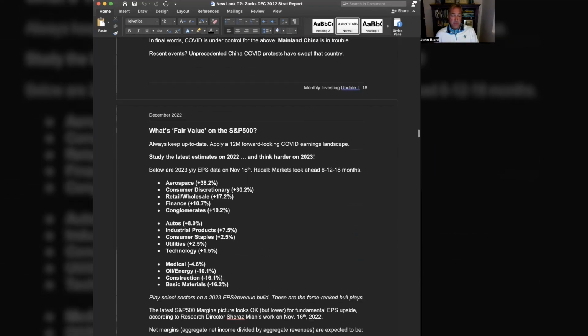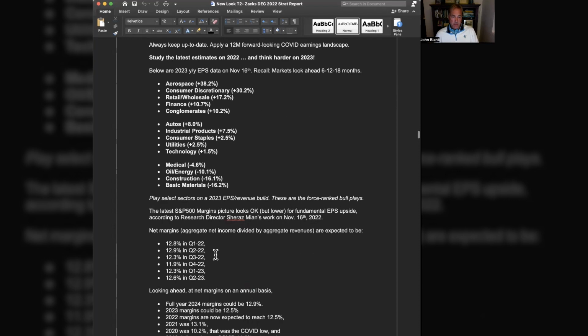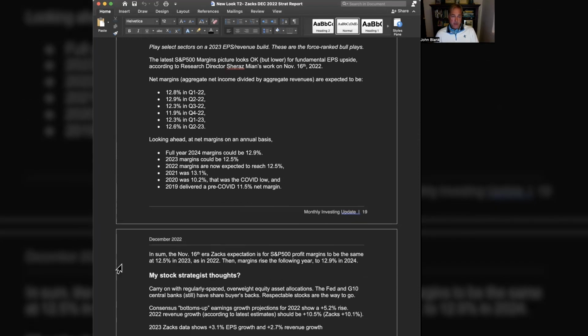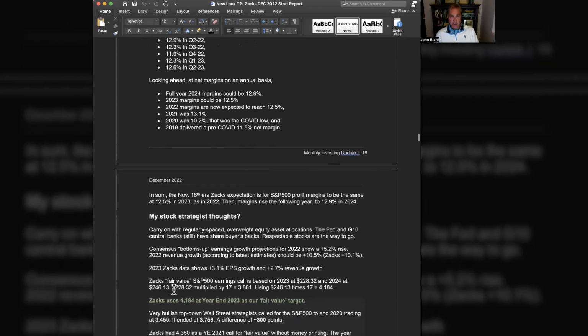Fair value on S&P 500. Again, here is Zacks sectors. There are 16 of these. Zacks profit margins and the look ahead. I'll put in my stock strategist thoughts here. When it's in green, this is just giving you my basic view on the forward look for fair value.